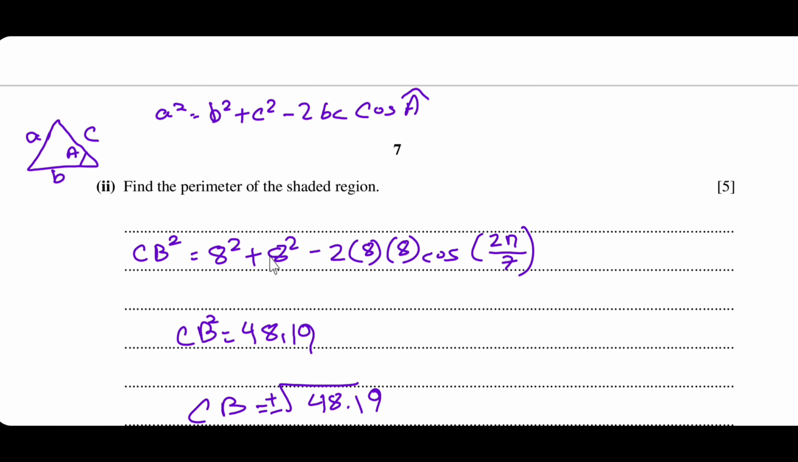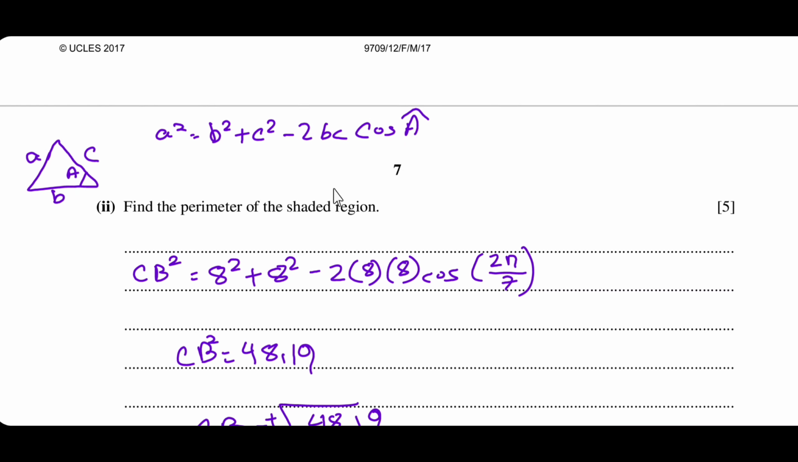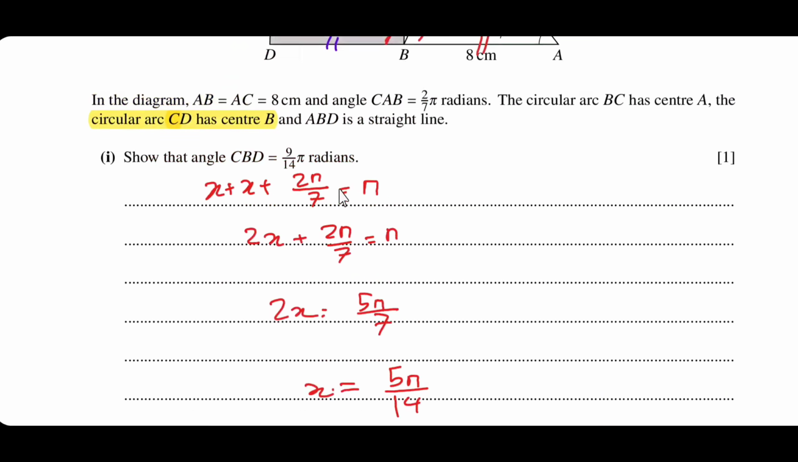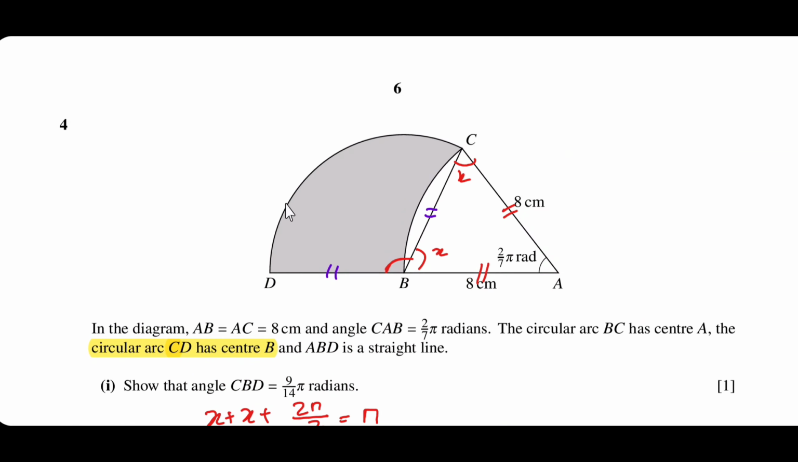Then we need to find the perimeter of the shaded region. The shaded region is this region, and for it we need to find the perimeter. So first of all we need to find the length of this arc, then this arc, then the length of this side. The length of this side is the same as this side. For this side we know these two lengths, and we know the angle.